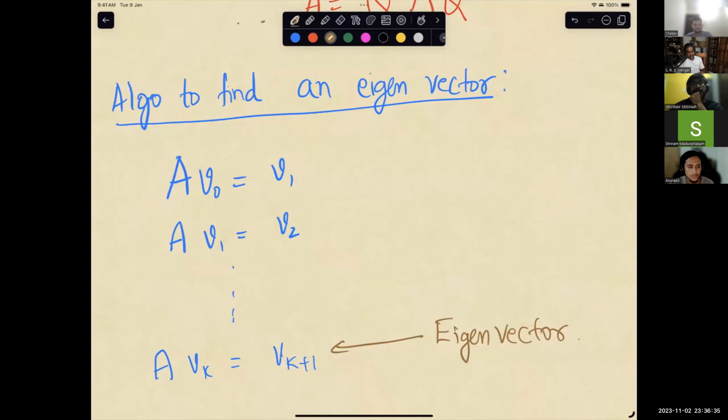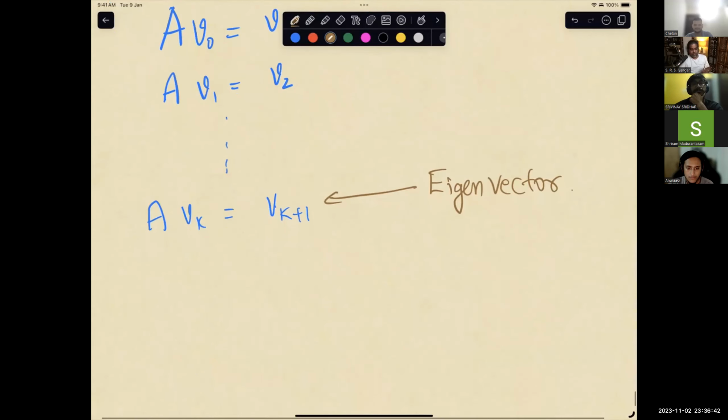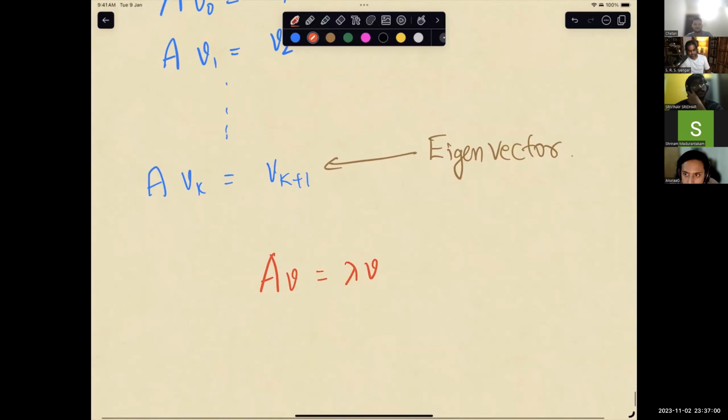How does this work? Let's see. If this is how you find an eigenvector, when an eigenvector is found, you know A of V will be equal to lambda V, correct? So when our input and output are very close to each other, we can say that we have found our eigenvector.